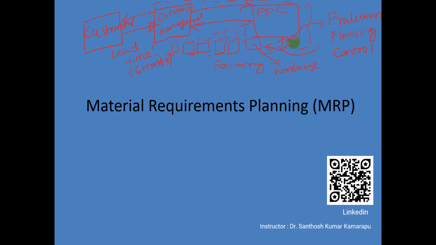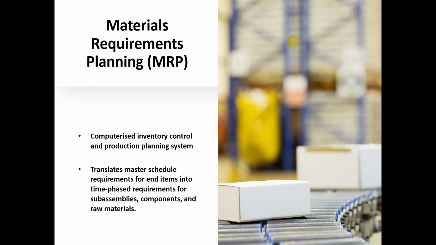Now we quickly go to the MRP planning, material requirements planning. Quickly we'll see this material requirements planning. It's a computerized inventory control and production planning system.